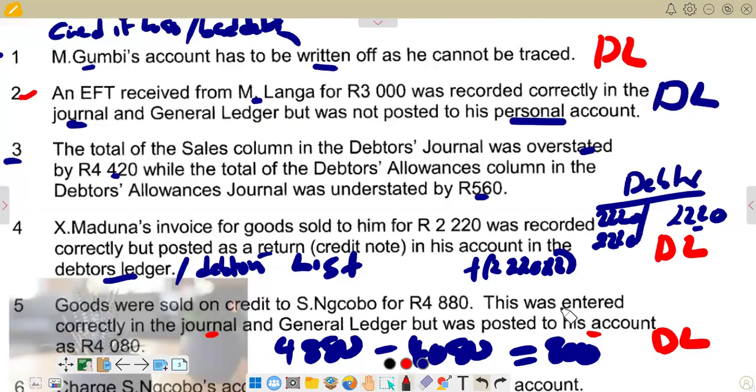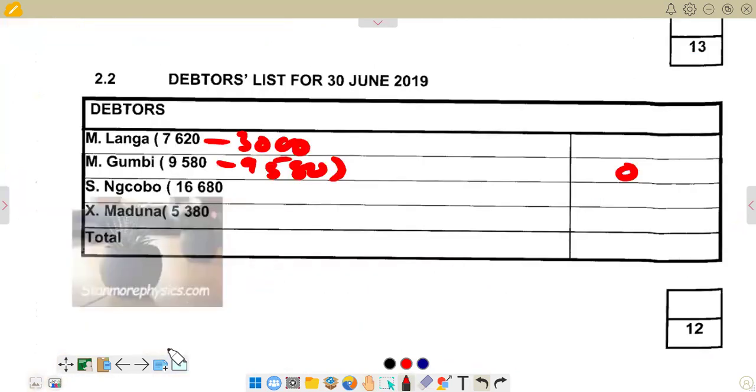If you calculate 2,220 times 2, you're going to get 4,440. This is the amount that we are going to enter on the debit side of the account of ex Maduna. And when we are debiting a debtor, it means it's a plus, we are adding. But when we are crediting a debtor, that's when we are subtracting. So we come here, now we are saying plus 4,440 for Maduna. Then we go again to see the next adjustment.